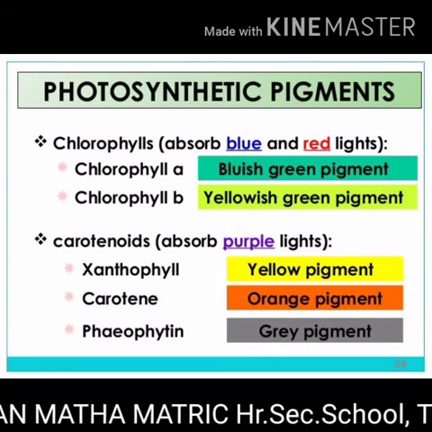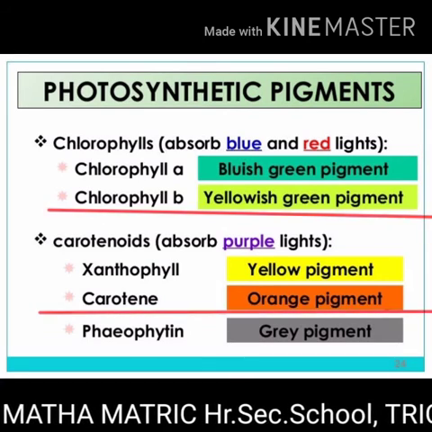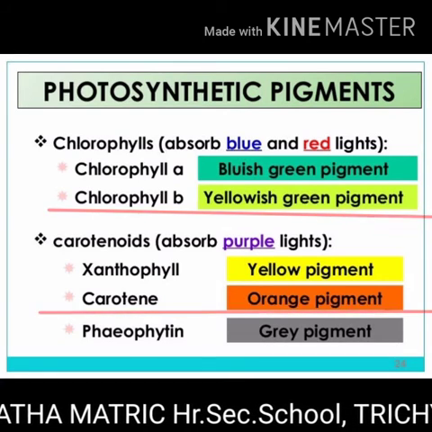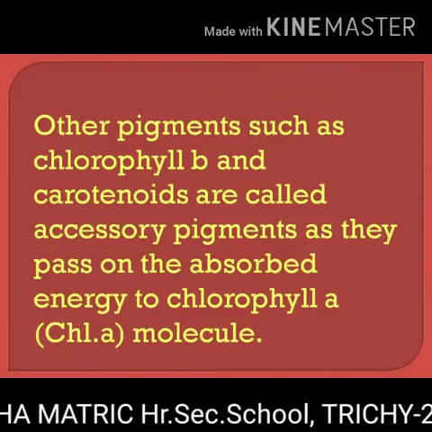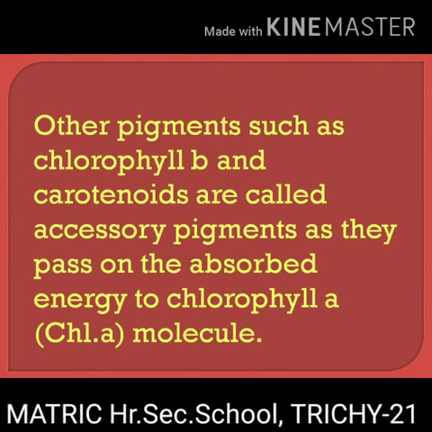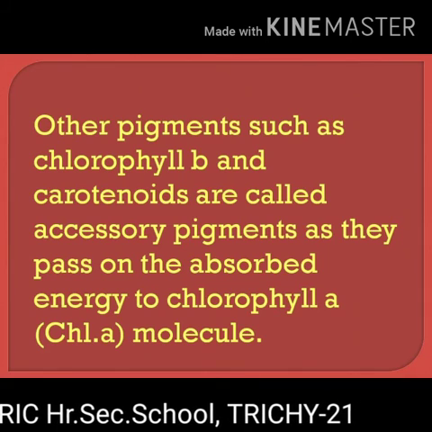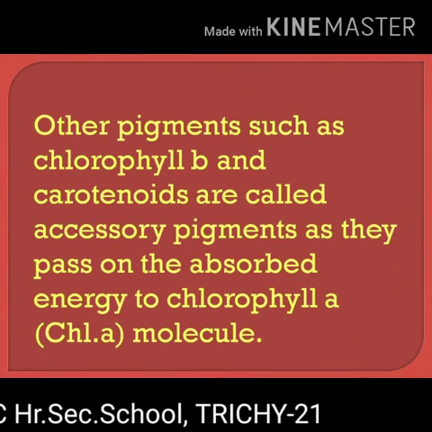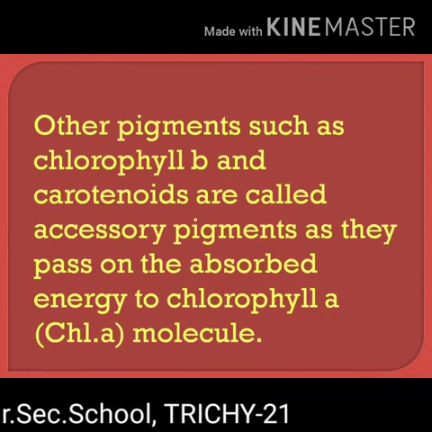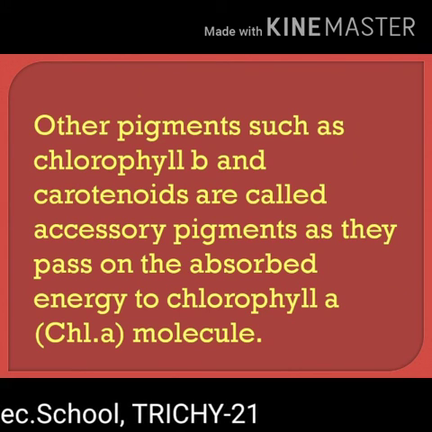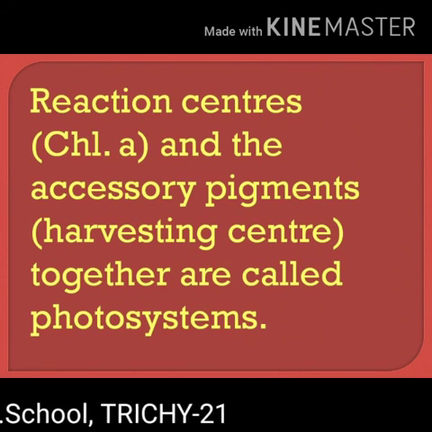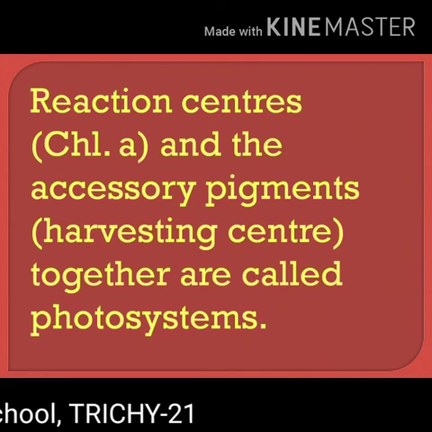Other pigments such as chlorophyll B and carotenoids are called accessory pigments. They pass on the absorbed energy to the chlorophyll A molecule. Accessory pigment is otherwise called the harvesting center. So, the reaction center and the harvesting center together are called photosystem.